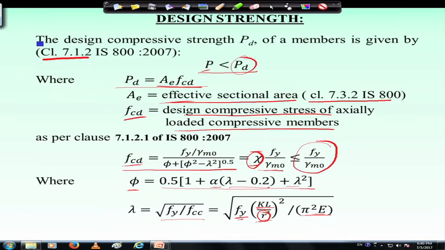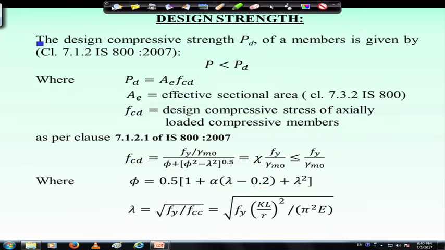So, from this I can find out the value of lambda, right, and once I find out the value of lambda, I can find out the value of phi with the help of imperfection factor alpha. So, once we can find out phi, we can find out the value of F c d by putting value of F y, gamma m 0 and lambda, right. So, this is how one can find out the design compressive strength of a member.